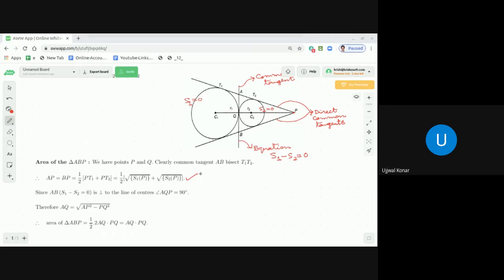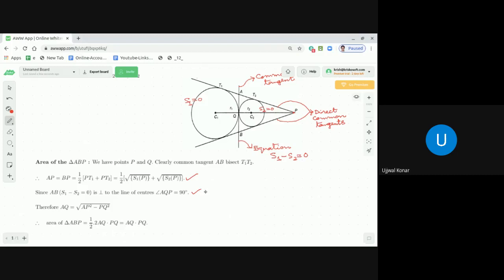Correct, dear students? And the next point is that AB, that is S1 minus S2 equal to 0, is the equation of the common tangent, which is perpendicular to the line of the centers. That means that angle AQP is equal to 90 degrees. So from the Pythagoras theorem, AQ is equal to the square root of AP square minus PQ square. AP we found, and PQ as well, because we know the coordinates of the points P and Q. So we found the value of AQ.